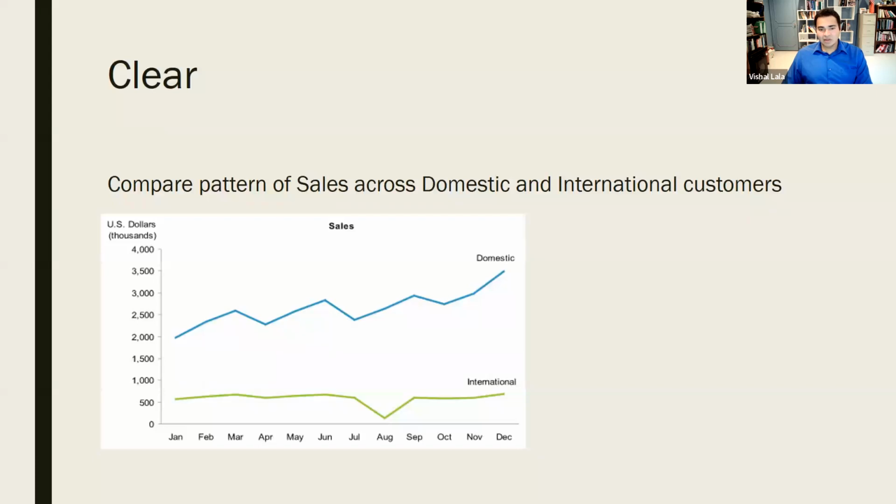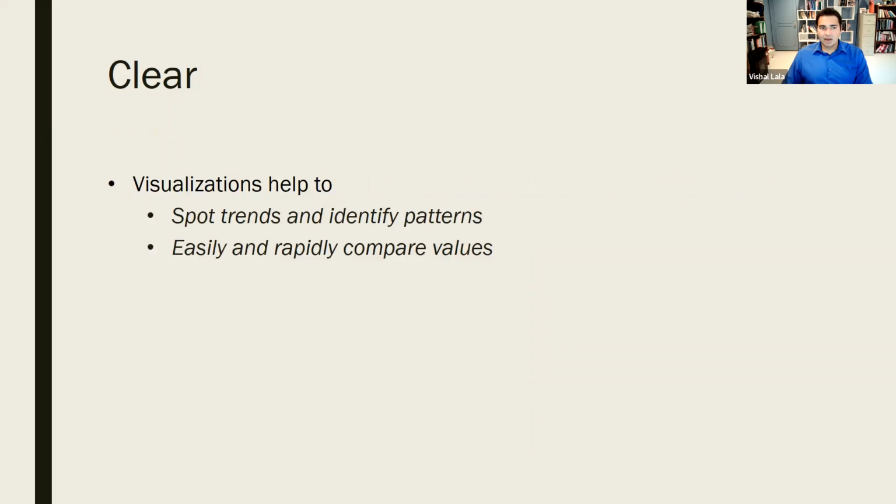The domestic sales clearly showed evidence of seasonality. In international sales, we don't see any seasonal pattern, but we do see a lighter than usual August, lighter compared to other months. Visualizations help us to spot trends and identify patterns, and easily and rapidly compare values.